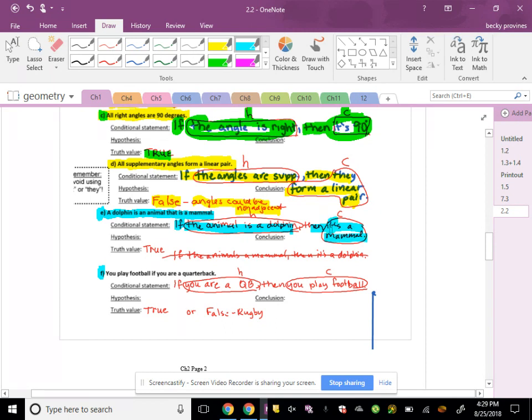Now, I did use "it" in the second part now, because I've already told what it is. What is it? It is right back here, guys, it is a dolphin. If you want to say dolphin twice, then you can. You can say if the animal is a dolphin, then the dolphin is a mammal. That would be fine.